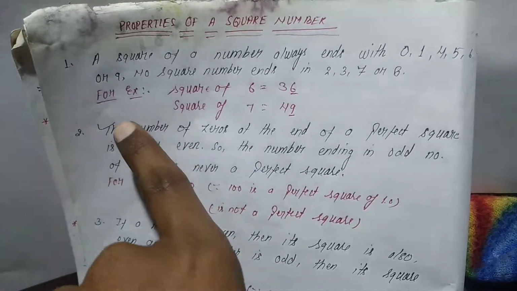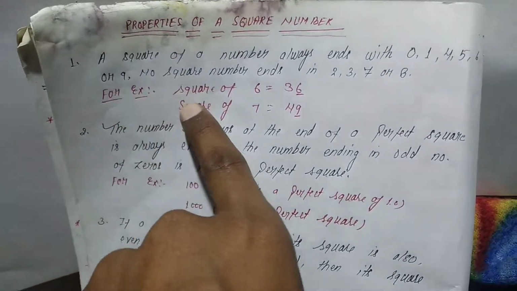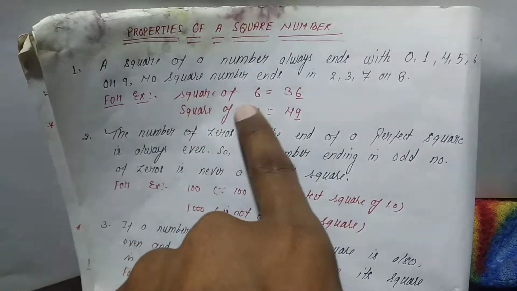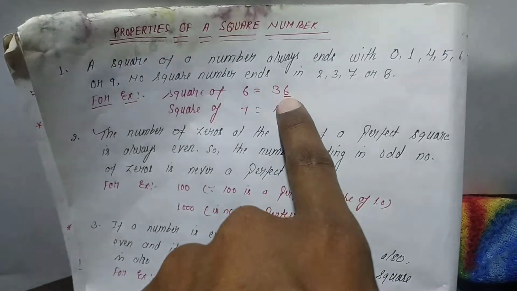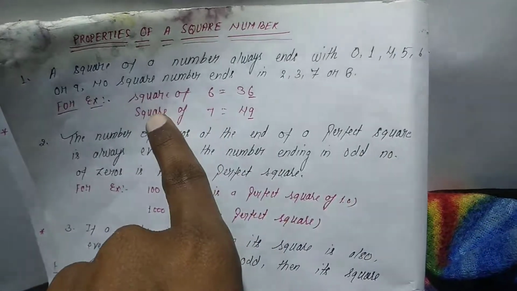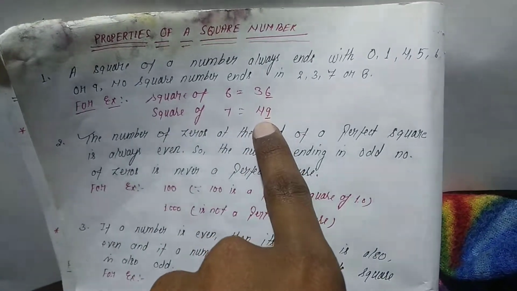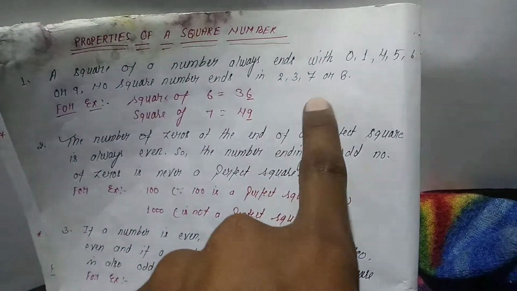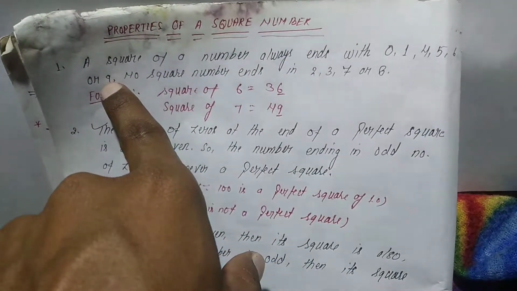See, this will be more clear with the given example. Square of 6 is 36. It is ending with 6. See here, 6 is written here. Now square of 7 is 49. See, it is ending with 9. See, 9 is written here.